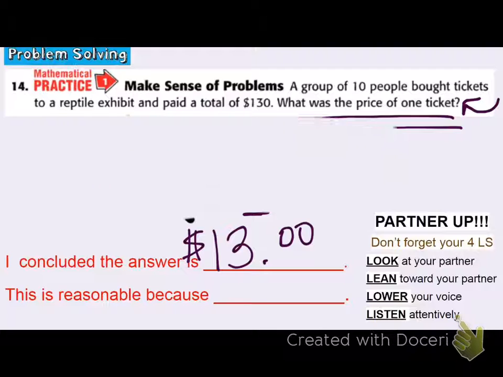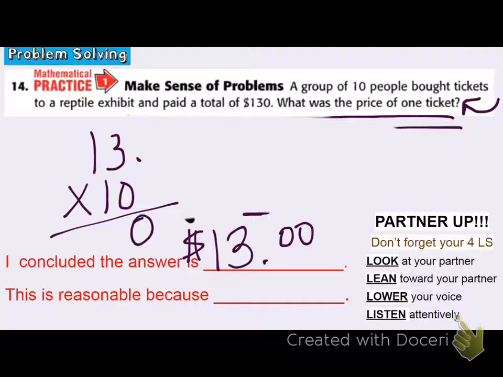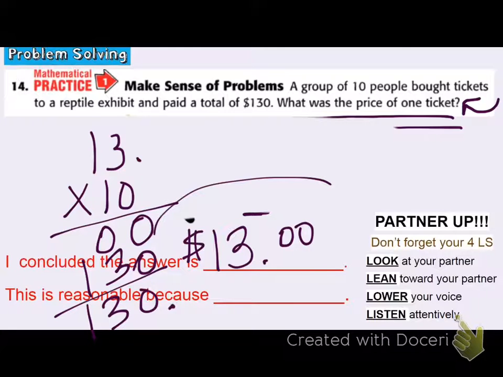Is it reasonable? I can check. Well, $13 times the 10 tickets, because 10 people went, so they had 10 tickets. And then if I multiplied this, I would see that I do have $130 paid. Each one did, in fact, pay $13 to hold those snakes.